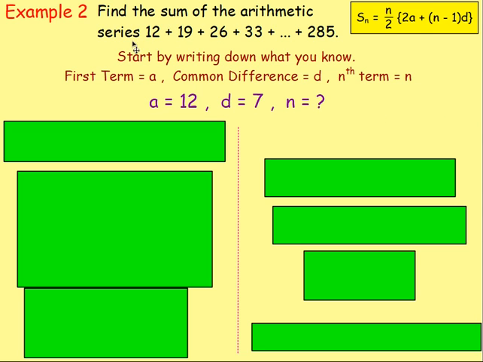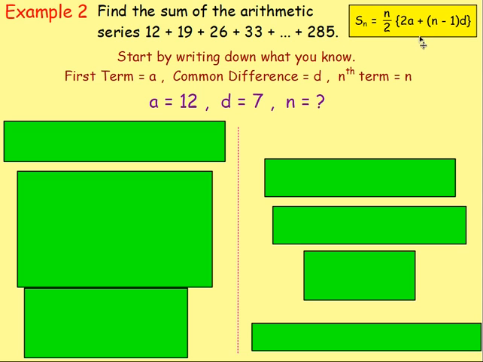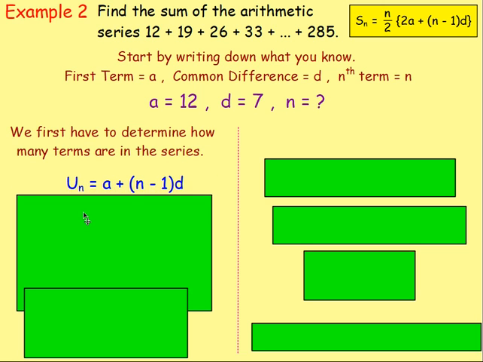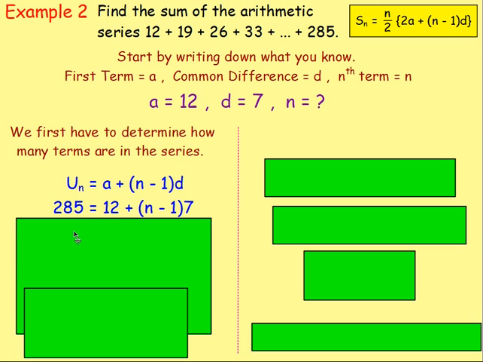In order to find the sum, we're going to use this formula, and we'd have to know what n is. So the first thing we have to do is determine how many terms are in this series. We're going to use the formula from the last lesson: un equals a plus (n minus 1)d. Because we know the last term is 285, we can replace un with 285. We can replace a with 12, and we can replace d with 7, because we know that as well.